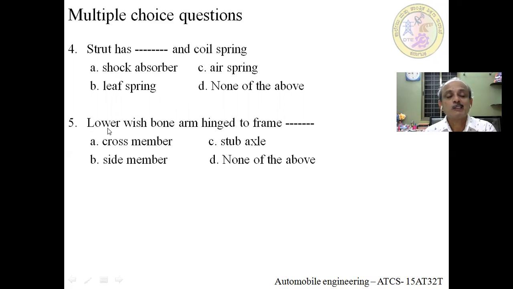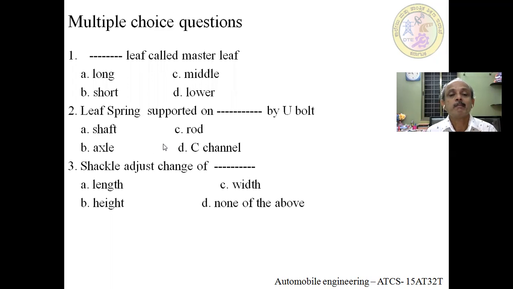Next, question number 5 is, the lower wishbone arm is hinged to dash frame. A, cross member; B, side member; C, stub axle; D, none of the above. So normally the answer is, the lower wishbone arm is hinged to the frame cross member. The answer is A. So these are the simple multiple choice questions on session 46. Now I am going to end this session 46.